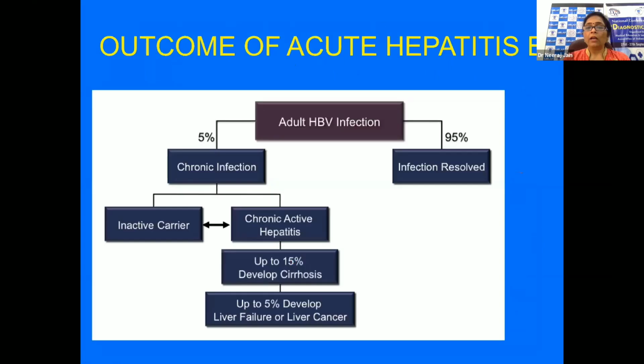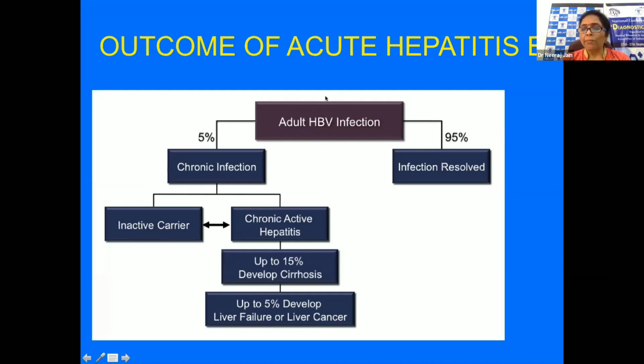I will show you this table. When a person gets infection at an older age, almost 90 to 95% of people resolve the infection. That means they clear the virus according to their immunity, and only 5 to 10% go on to a chronic state. Out of them we have two groups. One is the inactive carrier, in which the virus is present but non-replicating. In 15 to 20% of patients there is chronic active hepatitis, which we all know leads to cirrhosis and ultimately develops into liver failure or liver cancer.